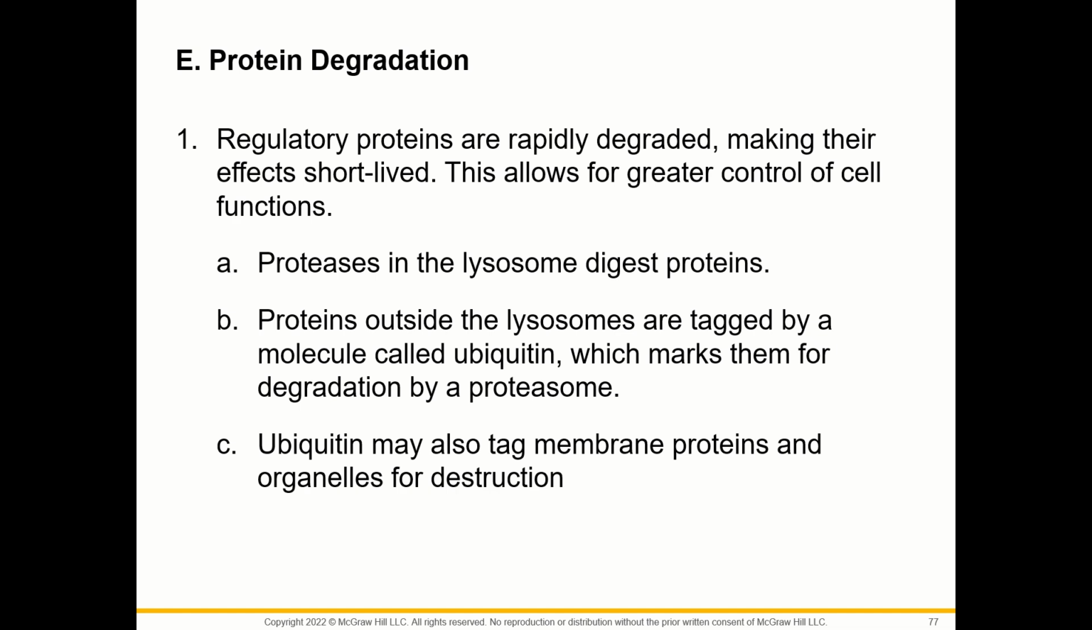These are enzymes that are in the lysosomes, and they digest proteins. Proteins outside the lysosomes are tagged by a molecule called ubiquitin, which marks them for degradation by a proteasome. Ubiquitin may also tag membrane proteins and organelles for destruction. And remember, we learned that there's that secondary lysosome that will do that.